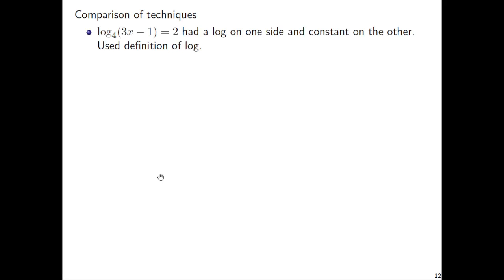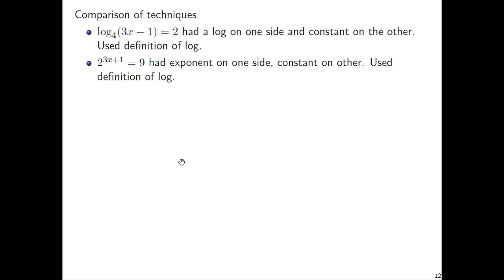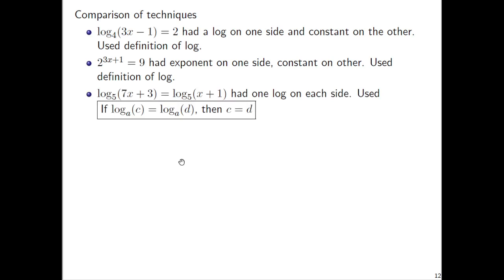So let's compare the techniques we've had. So log base 4 of 3x minus 1 equals 2, the equation we just solved a moment ago, had a log on one side but a constant on the other. So we use the definition of logarithm. 2 to the 3x plus 1 equals 9 had an exponential function on one side and a constant on the other. So again, we use the definition of logarithm. Log base 5 of 7x plus 3 equals log base 5 of x plus 1 had one log on each side. So we use that technique.